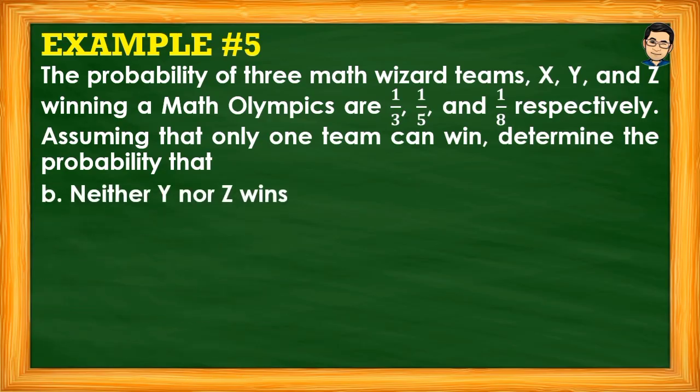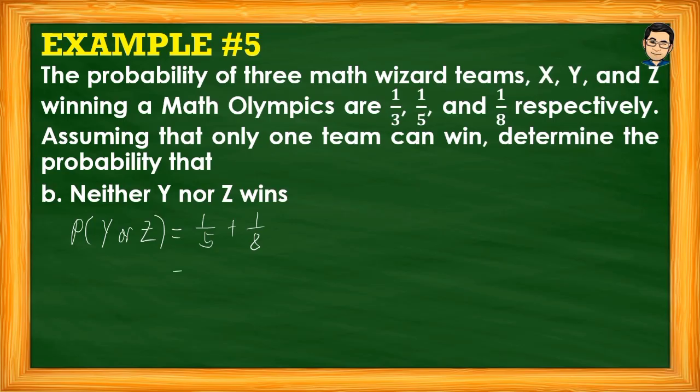Now, for our last example, determine the probability that neither Y nor Z wins. So, kagaya lang ng problem natin kanina doon sa cards. Okay, so kunin muna natin yung probability na Team Y or Team Z ay mananalo sila. So, yung probability that Team Y will win is 1/5. And then the probability that Team Z will win is 1 over 8 or 1/8.